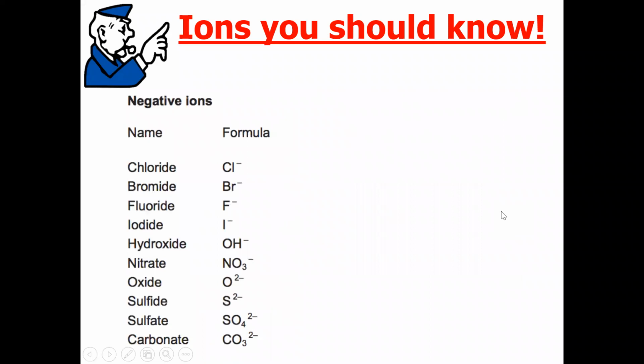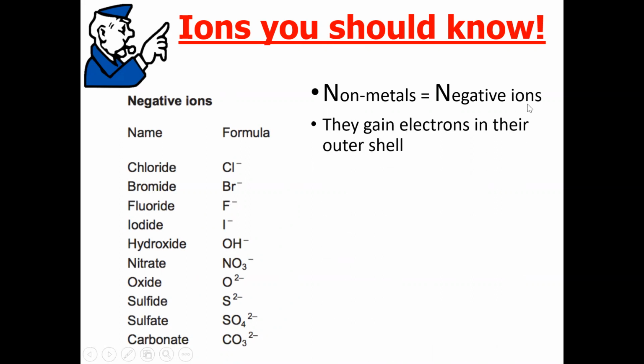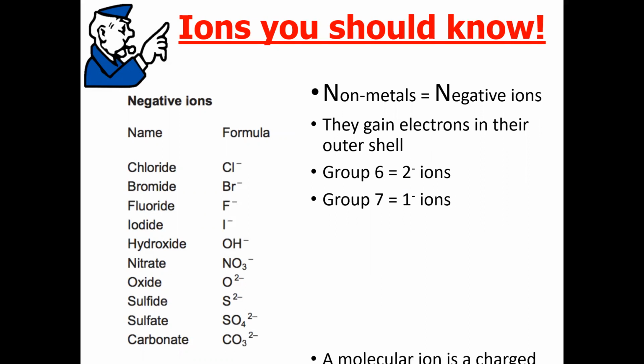So if we look at the negative ions, how you can remember that non-metals form negative ions is a little bit of alliteration. If you think N for non-metals and N for negative ions. Why they're negative is because non-metals actually gain electrons to their outer shell. So a group 6 requires 2 more electrons to its outer shell to have a full outer shell, so it forms a 2 negative ion. Group 7 just requires 1 additional electron for its outer shell to get a full outer shell. So it's a 1 minus ion.